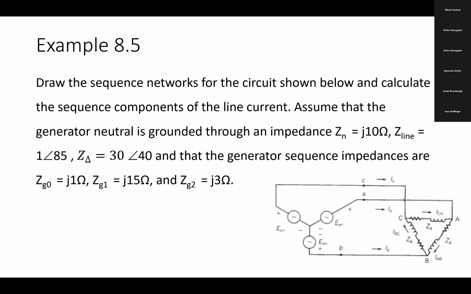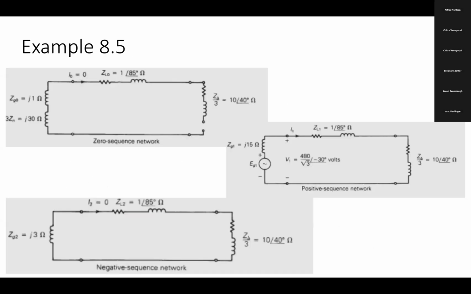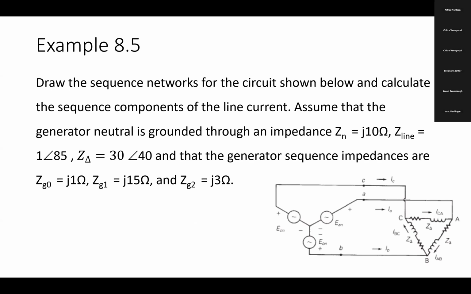Both are similar. It's a delta load, a delta source, delta load and a Y source. So the rules are similar, except that for the generator, the positive sequence should contain the voltage source. Okay, so let's do that. You have the sequence networks. The neutral is grounded through an impedance of Zn equal to 10, and the line impedance is also given. We are just taking a generator and load with the line impedance.